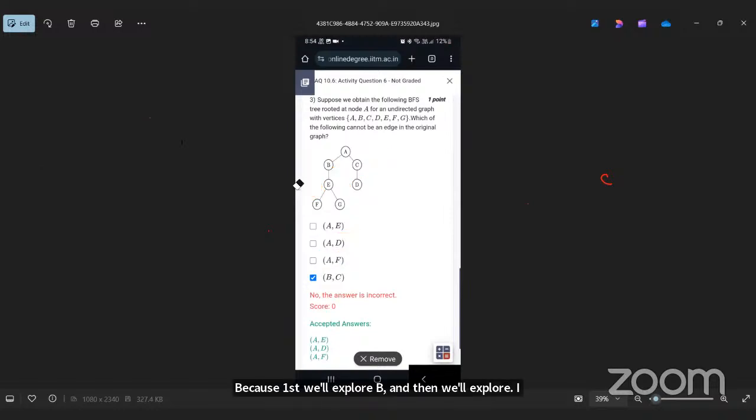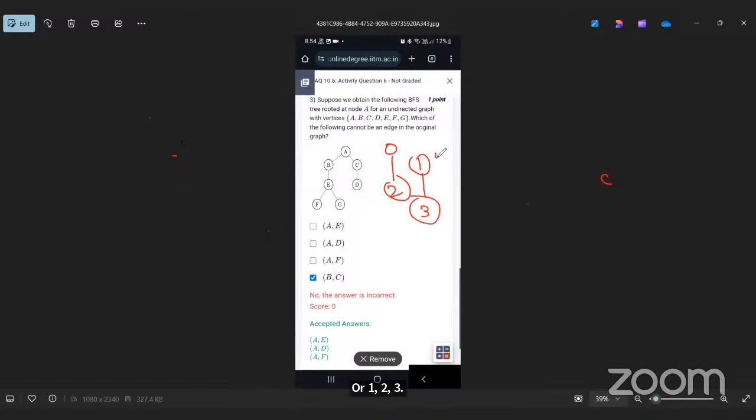Although if someone is asking about the edges, they may also ask about a 2 level difference, either 0 to 2 or 1 to 3. If there is a choice of vertices where one lies on level 1 and the other lies on level 3, then obviously there can't be an edge between them. So that's a very feasible question.